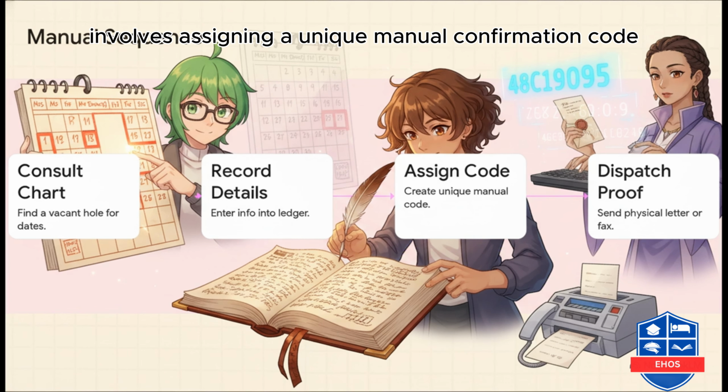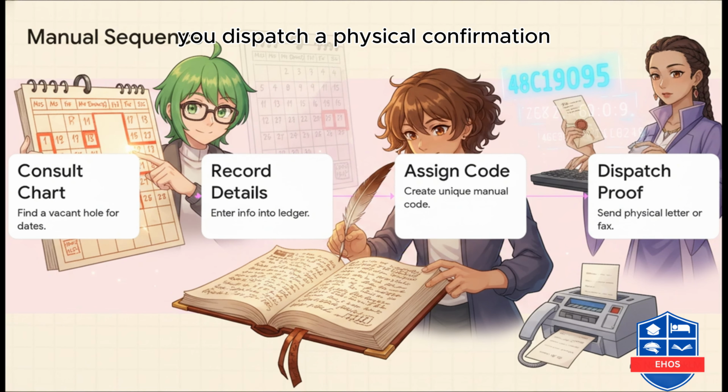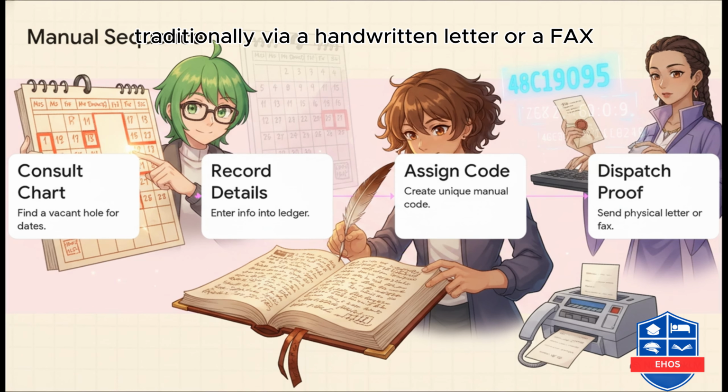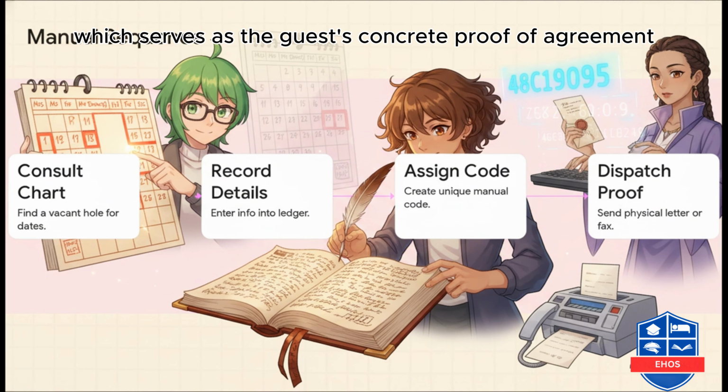Step 3 involves assigning a unique manual confirmation code. And finally, Step 4, you dispatch a physical confirmation, traditionally via a handwritten letter or a fax, which serves as the guest's concrete proof of agreement.